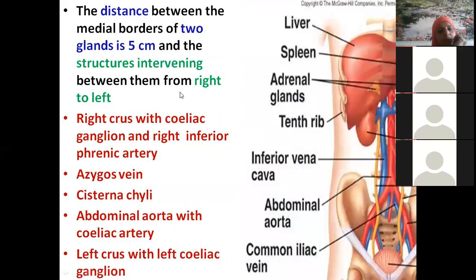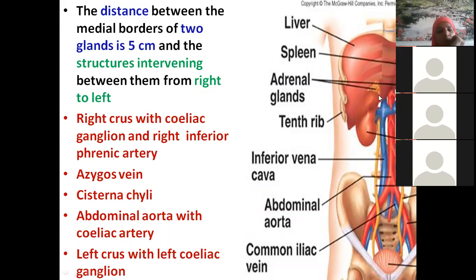Okay, then see, the distance between the medial borders of the right suprarenal gland and left suprarenal gland is 5 centimeters, and the structures which are intervening between the right and left suprarenal gland are right crus of diaphragm.